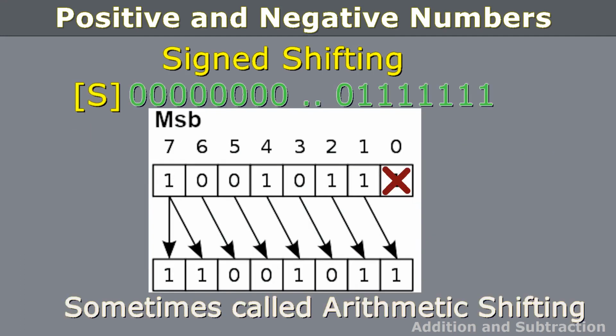But signed shifting is special. Signed shifting has to preserve the most significant bit. So as the bits in this case are shifted to the right, this is sometimes called arithmetic shifting. Bit 7 has to be preserved and remain the same. Bit 7 is copied also to bit 6, and bit 6 moves down to bit 5, and so forth, and bit 0 is discarded. The same thing with shifting to the left.